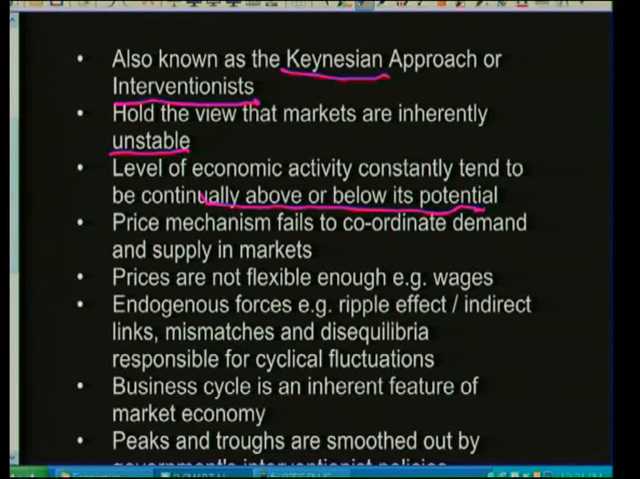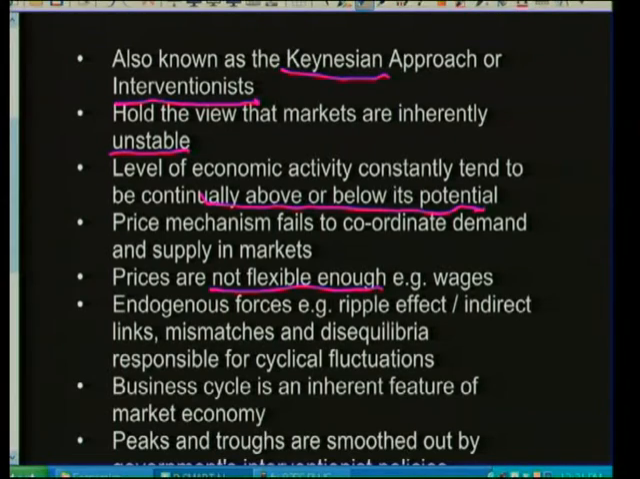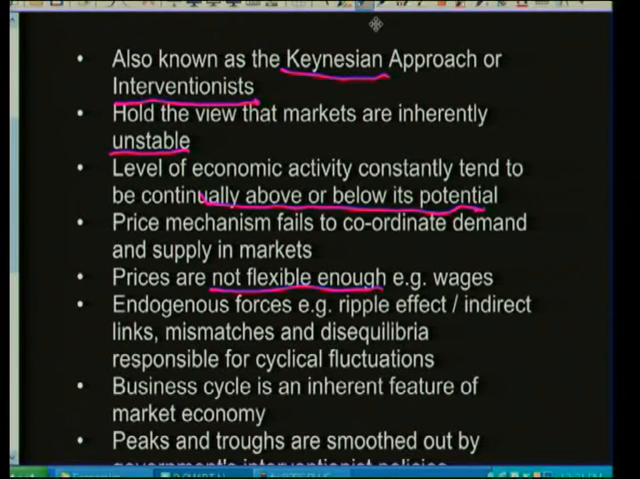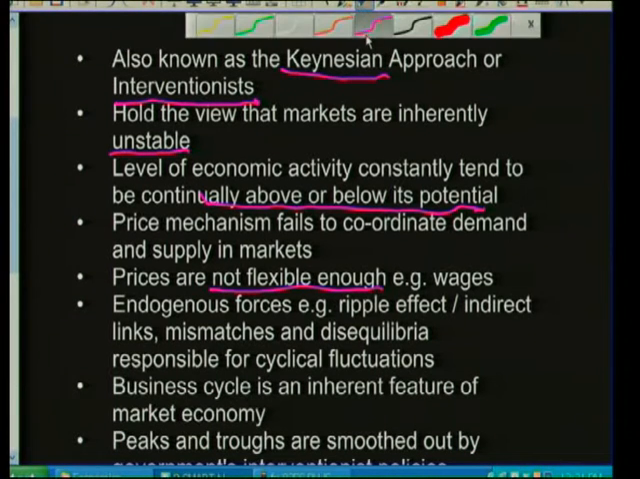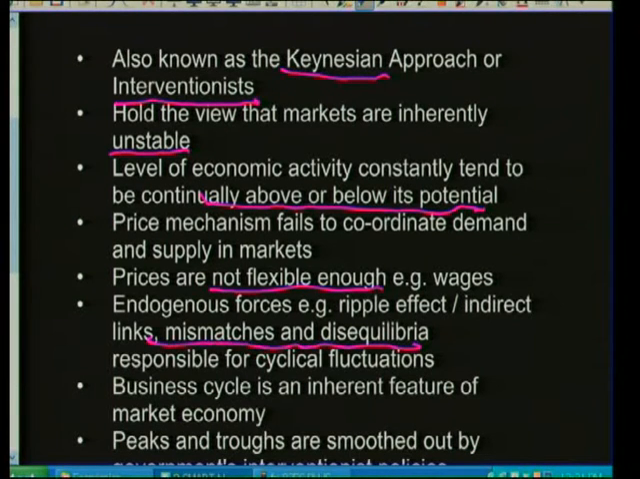The problem that we're sitting with is in the next bullet point, prices are not flexible enough. When you look at wages, for instance, prices of products will change all the time, but wages are usually just adjusted once a year after negotiations. So endogenous forces, that's the next point. For instance, the ripple effect or the indirect links, mismatches, and disequilibria. That means where the quantity demanded and the quantity supplied is not the same. Disequilibria and mismatches. And that causes cyclical fluctuations.